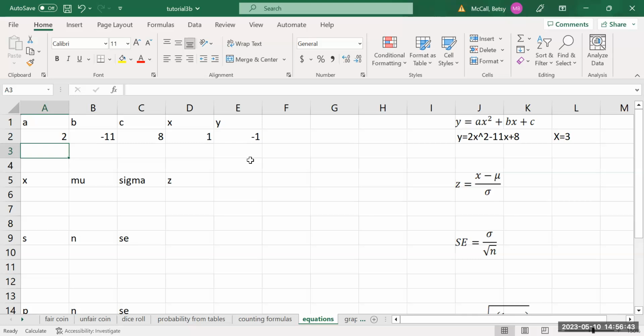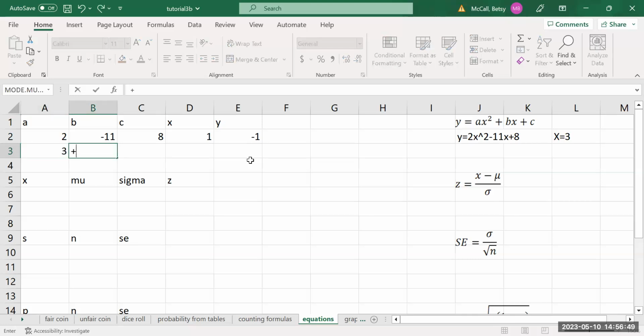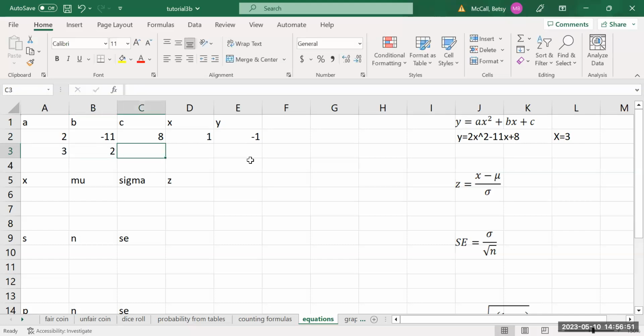So now let's say I wanted to do 3x squared plus 2x minus 1, and I wanted to evaluate it at x equals 4. Well, because I'm using these cell references and not putting in individual values, I can just copy this formula down to the next line, and it will follow this same pattern, this general ax squared plus bx plus c, and it will substitute x equals 4 and all of these coefficients into my formula.